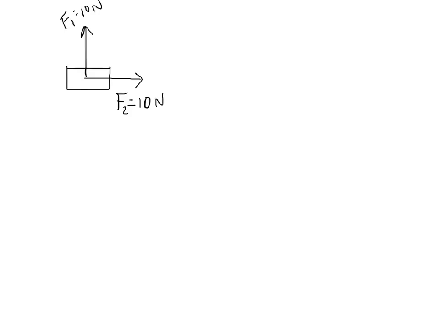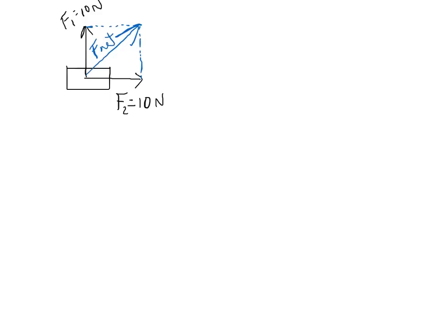Alright, so I've redrawn the diagram for us, and you can see I've got F1 acting in the upward direction at 10 newtons and F2 acting towards the right with a force of 10 newtons. And so I'm going to simplify this drawing by taking our x and y components and creating a resultant vector just like we did in previous chapters. So I'm going to use my parallelogram rule here to create my F net.